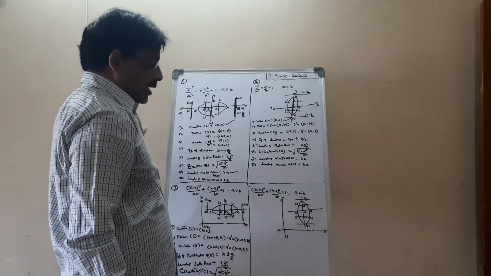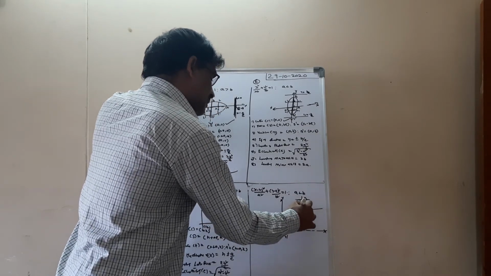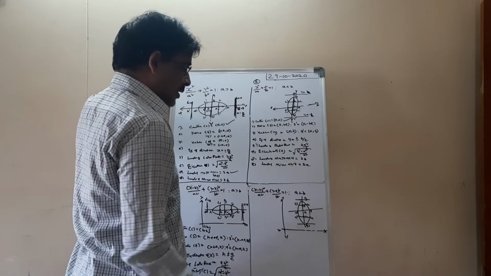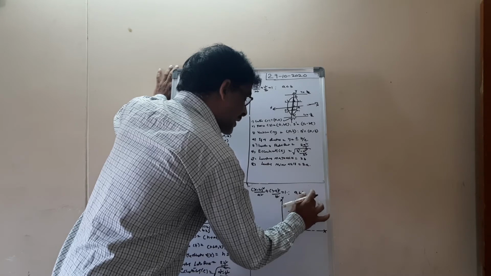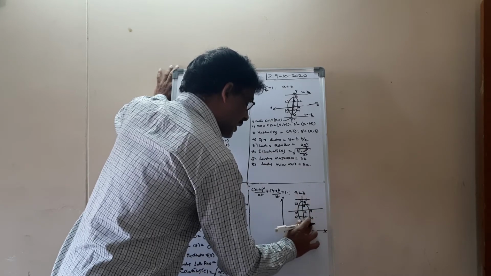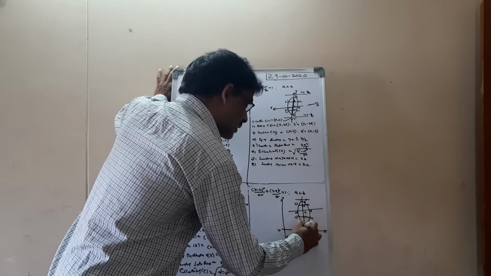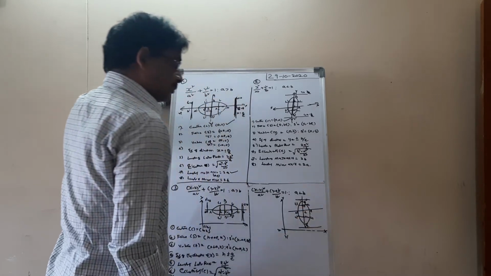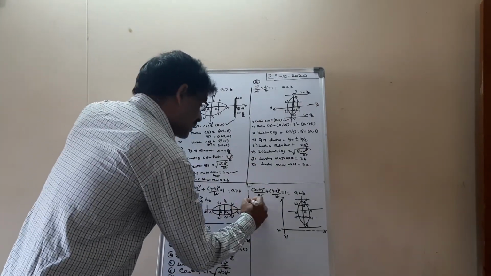Next, we have to draw the directrix over everything you have done. This is the directrix, this part B, and this is the other directrix. Same, write all the results here.